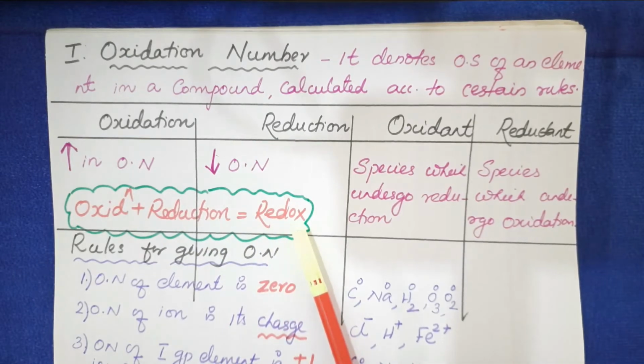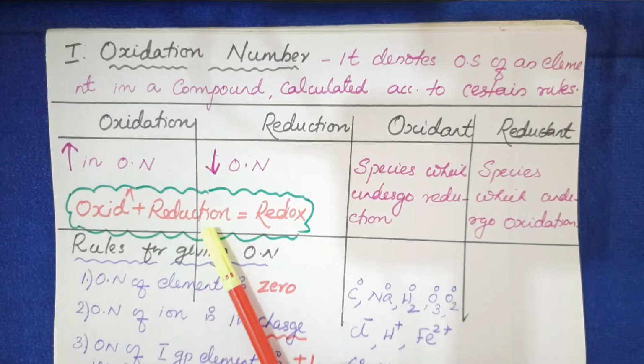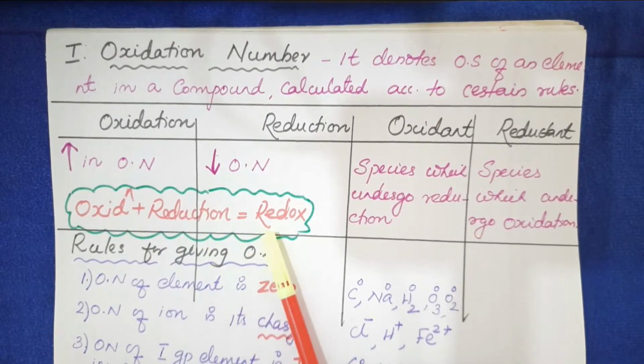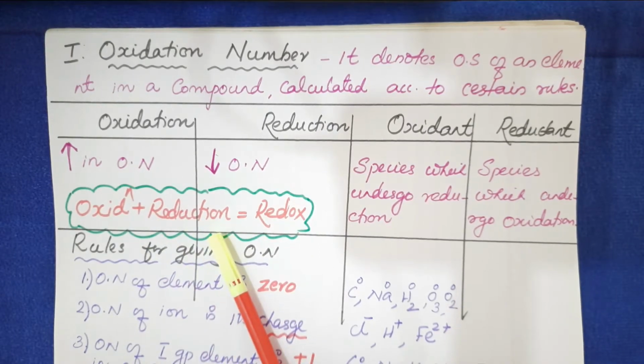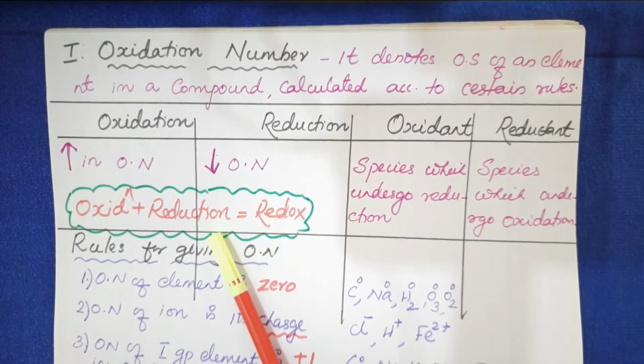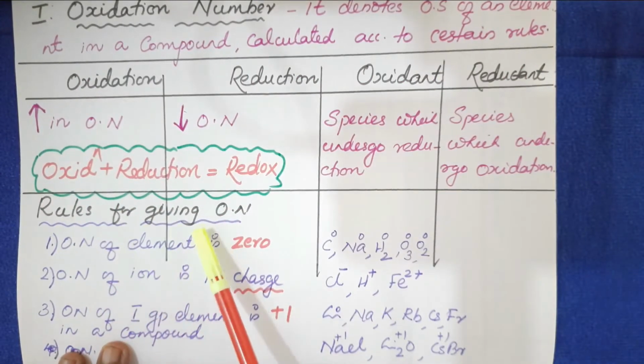So what is a redox reaction? It is a combination of oxidation reaction and reduction reaction. That means in a redox reaction we can see both oxidation and reduction. So now we are going to give oxidation number to elements in compounds. According to certain rules, we are giving oxidation number. Rules for giving oxidation number.